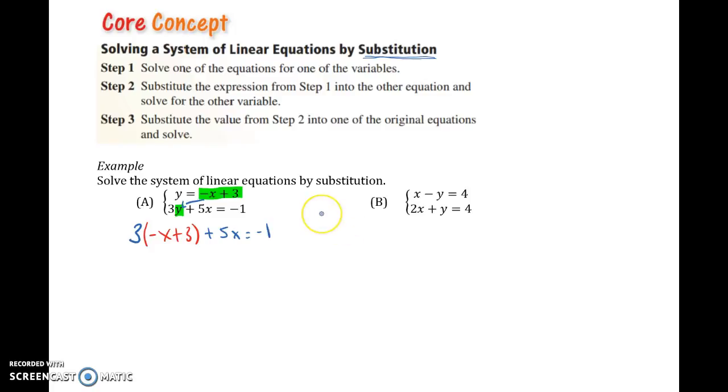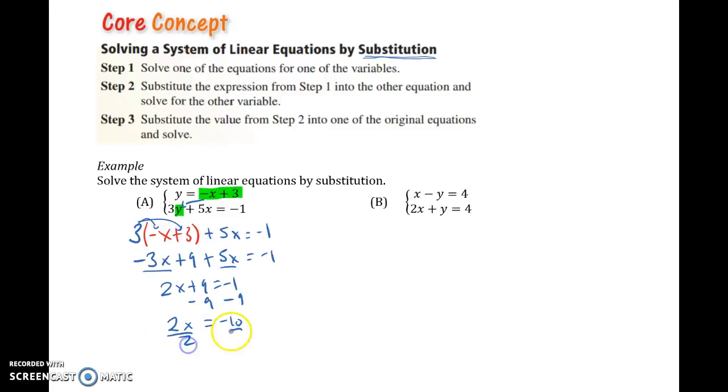And now this looks like something we can solve from the beginning of the year. And again, you had to make sure the y was by itself to do that. And you don't always have to do y. It could be x as well. But we're just going to go ahead and solve like we did back in Unit 1, Chapter 1. Combine your like terms. Completely isolate the x to get x equals negative 5.